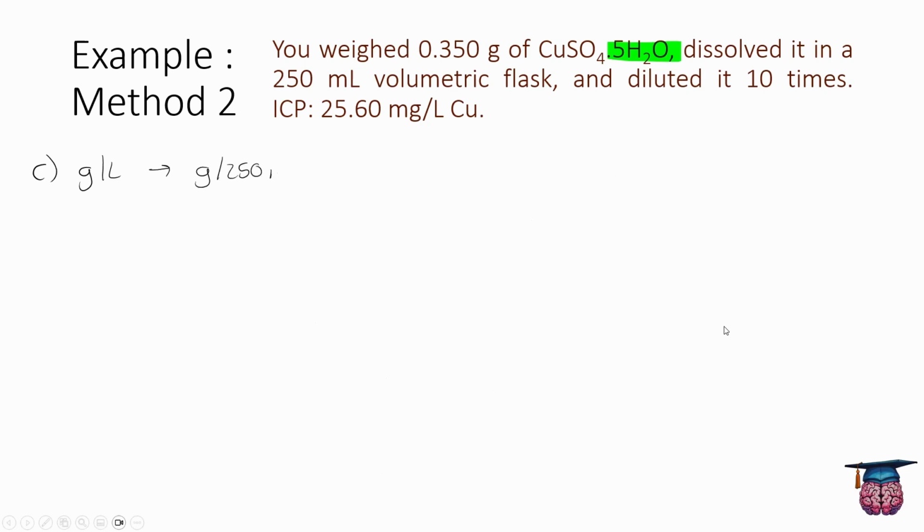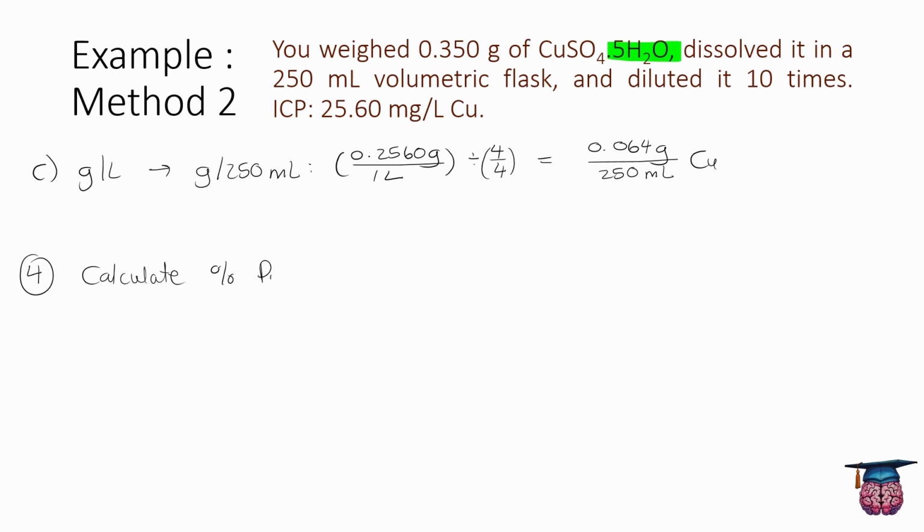Finally, we have to take our gram per liter value that we just calculated and convert it to a grams per 250 milliliter value. So we have our value that we calculated, which is 0.2560 grams per liter. And how do we move from 1 liter to 250 milliliters? Well, we simply divide by 4. But to keep this as a unit, we need to divide above and below by 4. So finally, we end up with a value of 0.064 grams per 250 milliliters of copper.